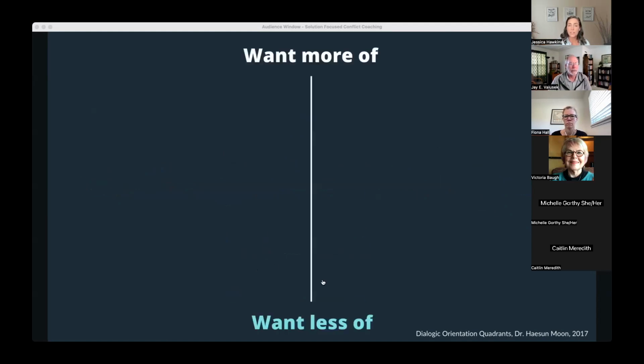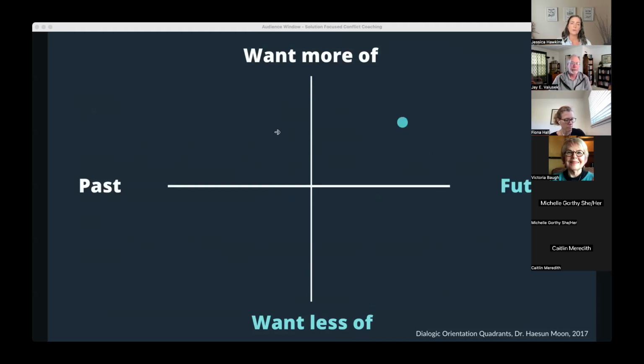And then she also found a vertical axis so that people will talk about things they want more of. This used to be called positive content. She's changed the wording a bit because it's not qualitative. It's not whether it's good or bad, but that people will talk about things they want more of, and they'll talk about things they want less of. And when we put those two axes together, we get these 4 quadrants here.